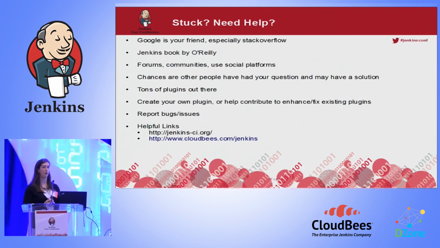Also, if you're stuck or you need help, I've found that Google is your best friend. Stack Overflow has lots of stuff. Half the time I've Googled something, someone else has tried to do it as well, so it's really useful to go out there. The Jenkins book by O'Reilly is really good too, if you're just getting started. There's tons of forums and communities, and I think most of the questions people have, others have had too. There's tons of plugins out there. I've reported a lot of bugs, and they're pretty good about fixing them and looking at them.